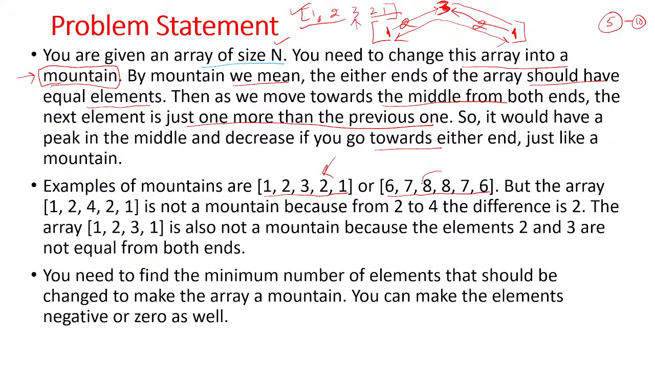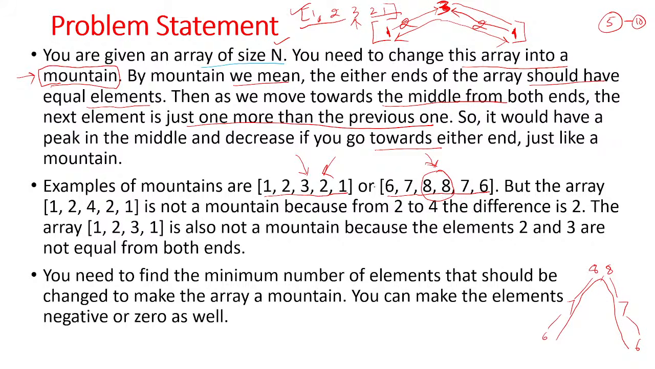So here two peak elements are there. If the array size is odd, then there will be only one peak element, the middle element. But if the array size is even, there will be two peak elements. That means the peak contains two elements. Then your mountain looks like this. It is 8, comma 8. Then if you come this side, it is 7 and 7, then 6 and 6. This is how your mountain array looks like.